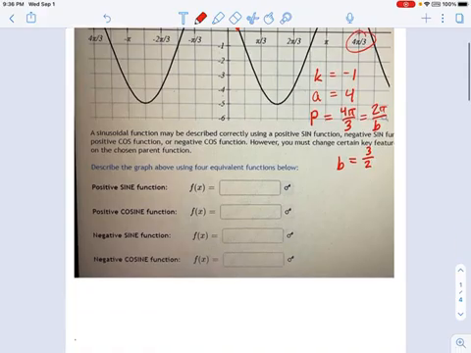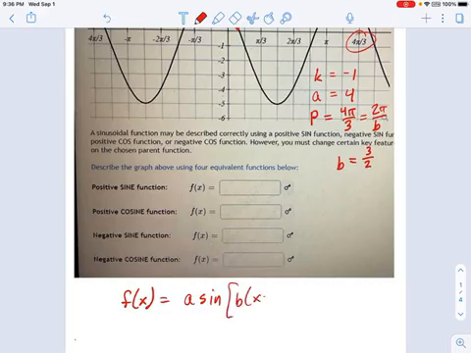So let's just write down this function notation, the general form of the trig function that I'm going to be writing these variables into. It's a. In our case, we're looking for a positive sine function, so I'm going to start with sine. It's a times sine of b times x minus h, plus k. All right, that's our function.